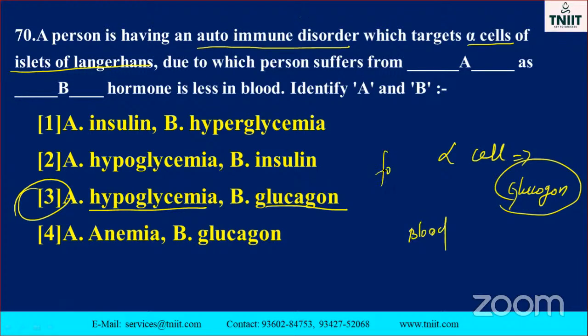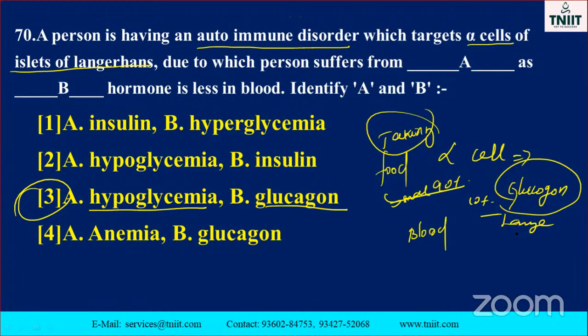When you are taking food, automatically it is absorbed by the small intestine. 90% of the absorption takes place in the small intestine and 10% in the large intestine, isn't it, my dear? By villi. Then it also enters into the blood. So the blood glucose level increases. When the blood glucose level increases, automatically the beta cells secrete insulin. So it acts upon the glucose molecules.